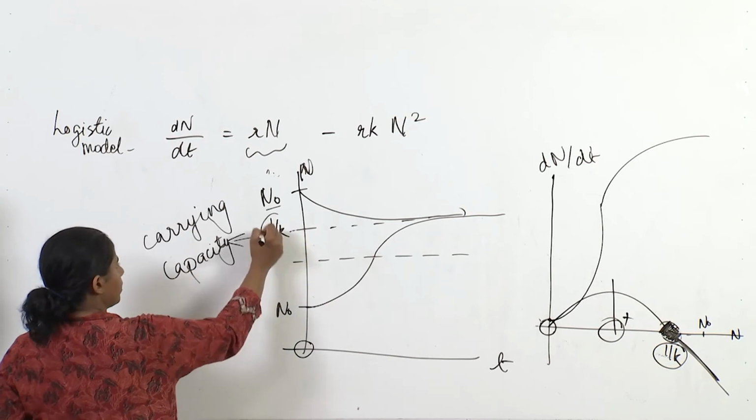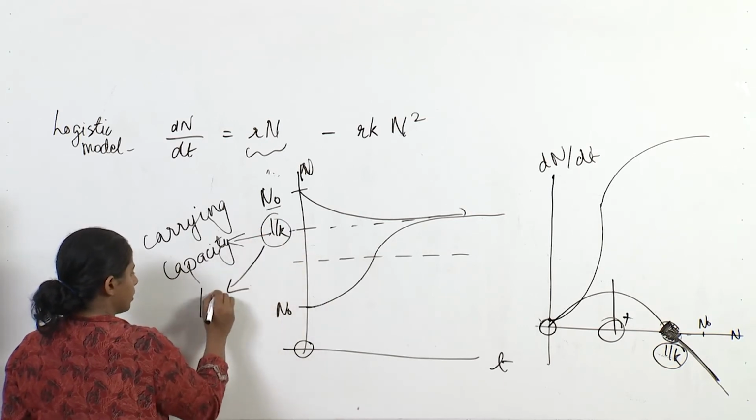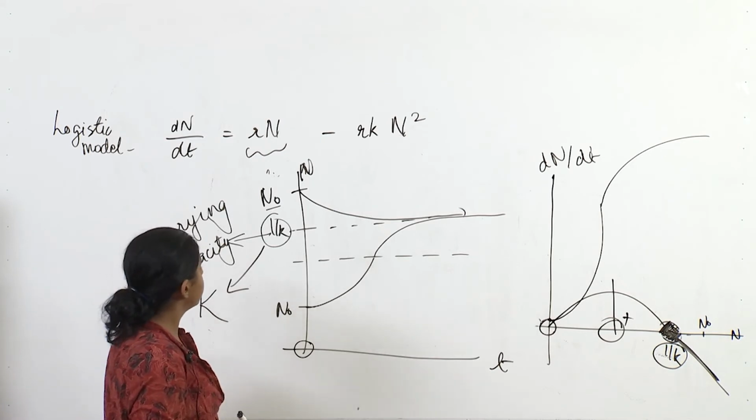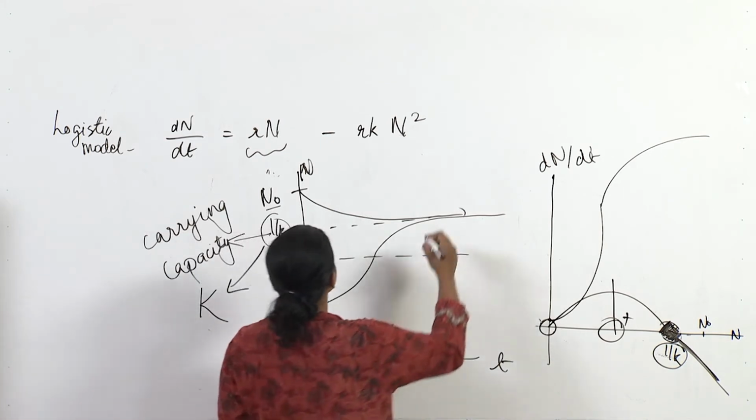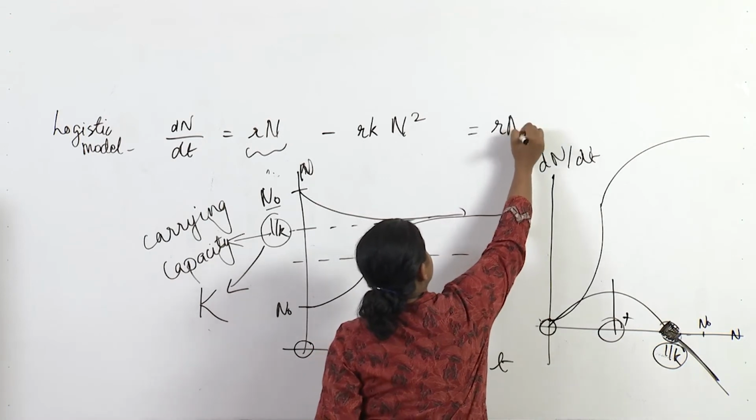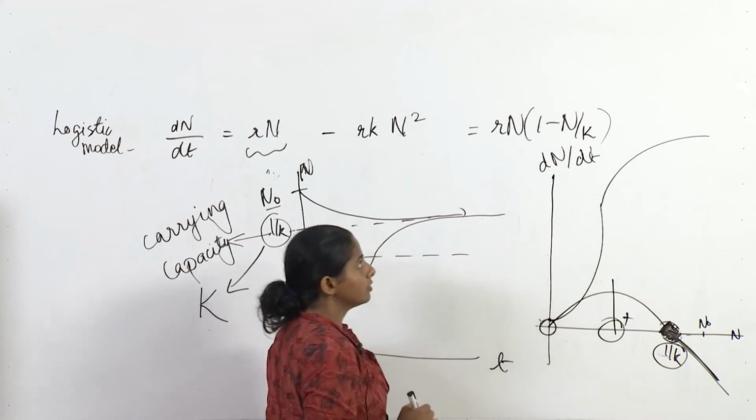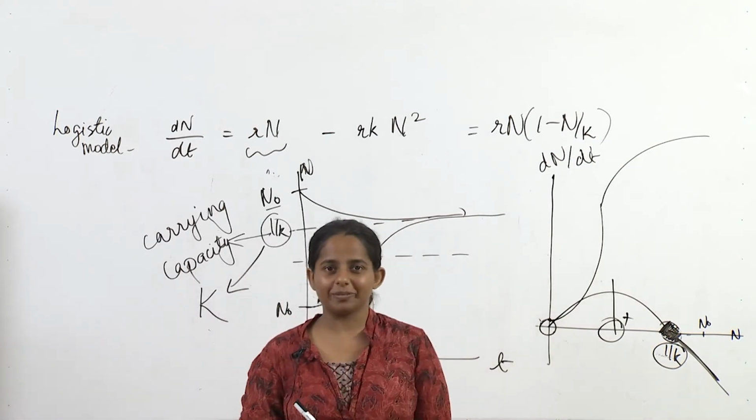And we can give it a new notation, a capital K. So K is the carrying capacity. So in our model we write it as follows. So this is the logistic model of microbial growth.